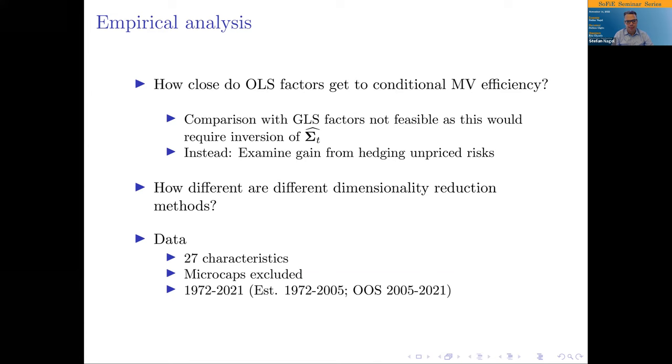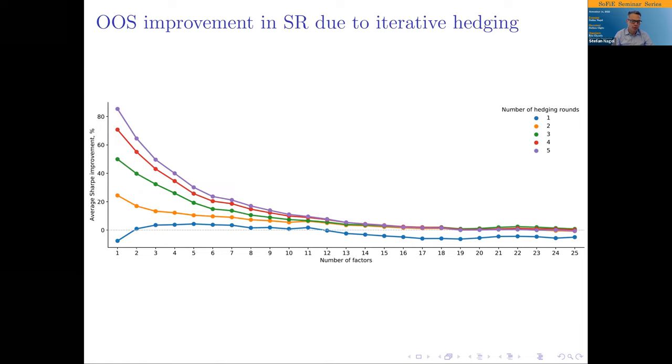Okay, so let me just show you one result that we have so far on this gain from hedging. Let's focus on the leftmost point on the x-axis. If you start by using just a one-factor model, and we do this for all these different characteristics, always as a one-factor model, and then you ask, can you improve the Sharpe ratio if you do hedging? It actually turns out that for one factor, one round doesn't empirically improve it. But if you do two rounds, three rounds, four rounds, you get a pretty big Sharpe ratio improvement.